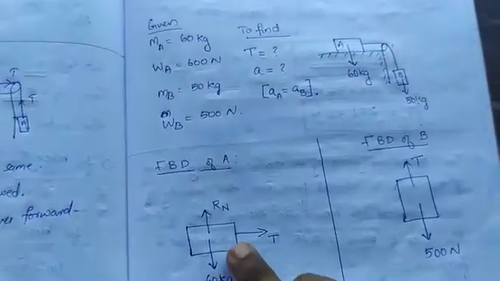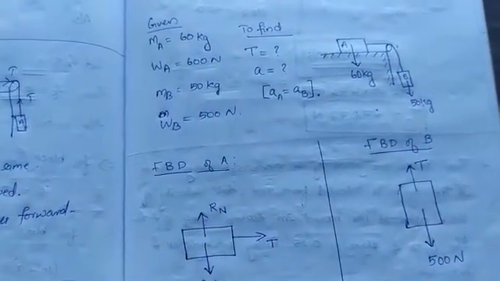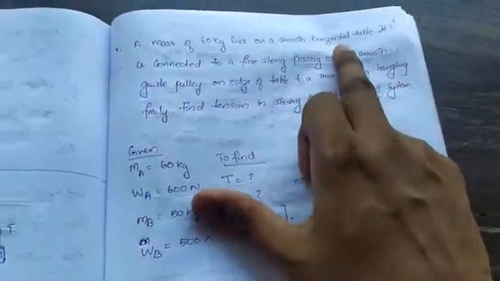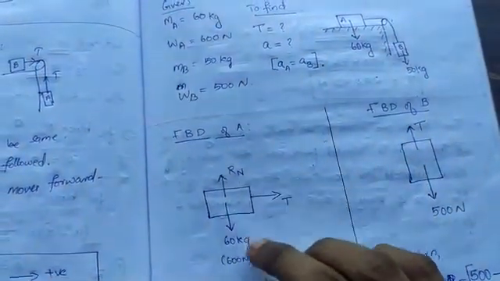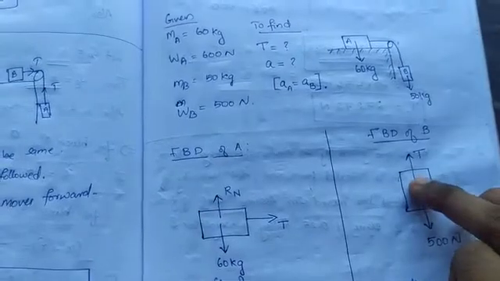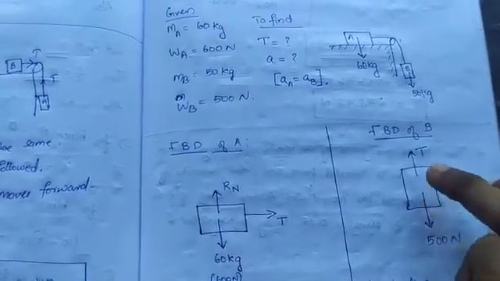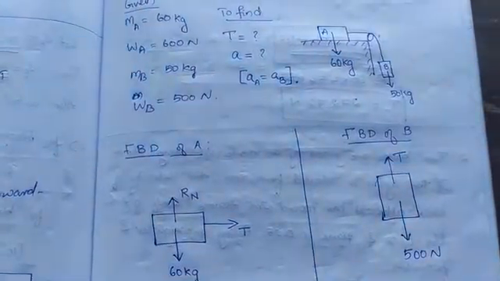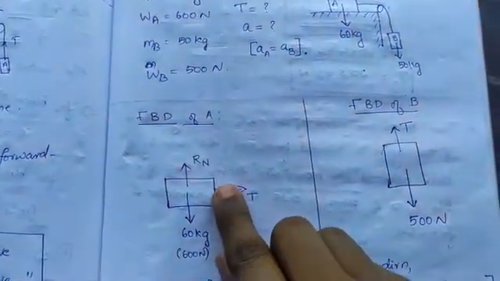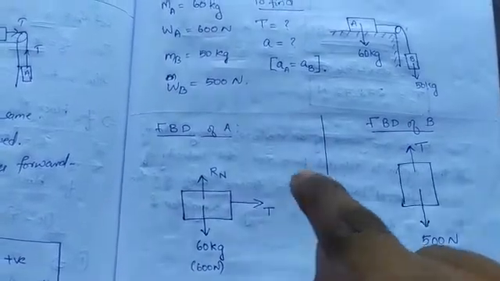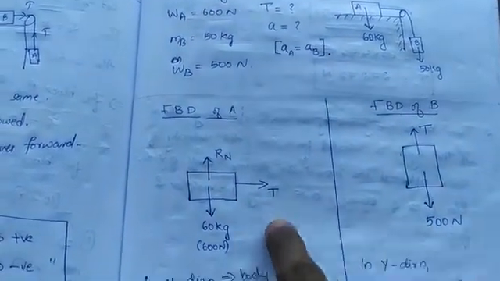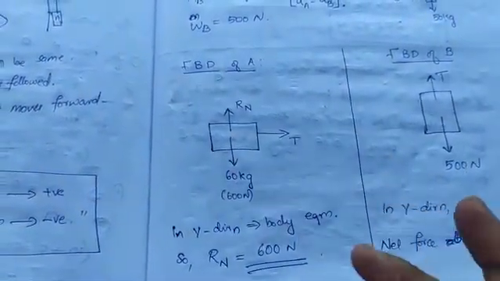So for A, there is a tension. Here the friction is neglected because the question has given a smooth pulley on a smooth horizontal table. Smooth means there is no friction, right? As a reaction there is the weight of 60 kg, and there is tension. And the free body of B has 500 Newton here and a tension. There is acceleration. This body has a tendency to move along this side, so its net force is T. Of course Rn is equal to the weight of 60 kg, there is no need to find that.